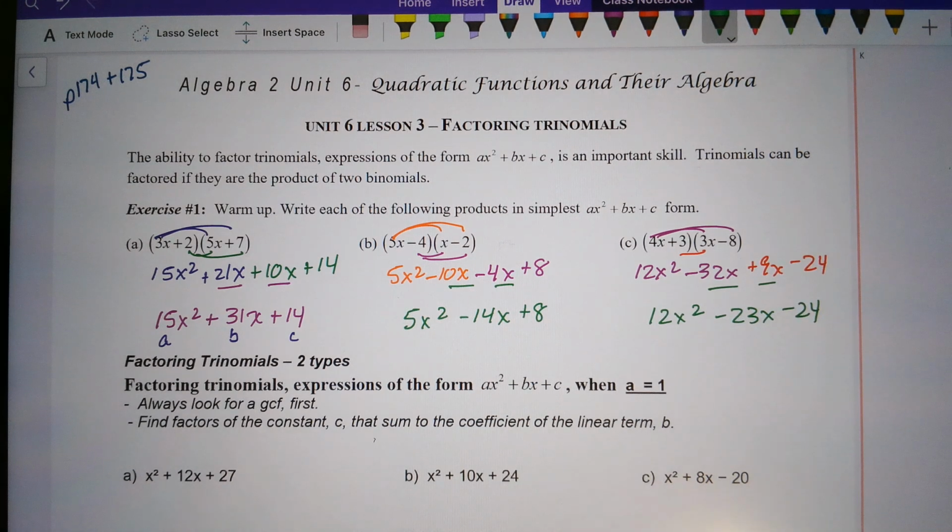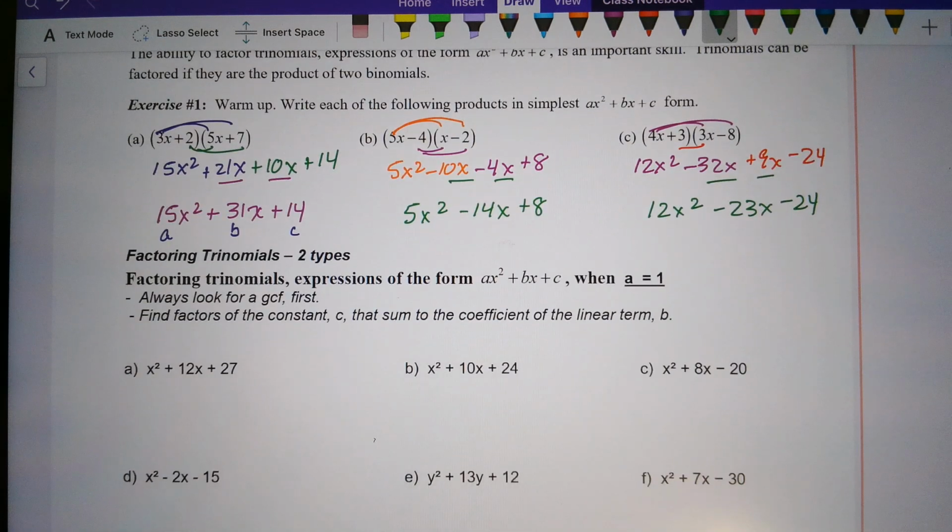Okay, so that was just warm-up of multiplying two binomials. And our result was a trinomial each time. So now we want to go the other way. We want to start with a trinomial and factor it into the two binomials. So there's two types of factoring trinomials. First, when the leading coefficient, the a value, is 1, and then when the a value is greater than 1.